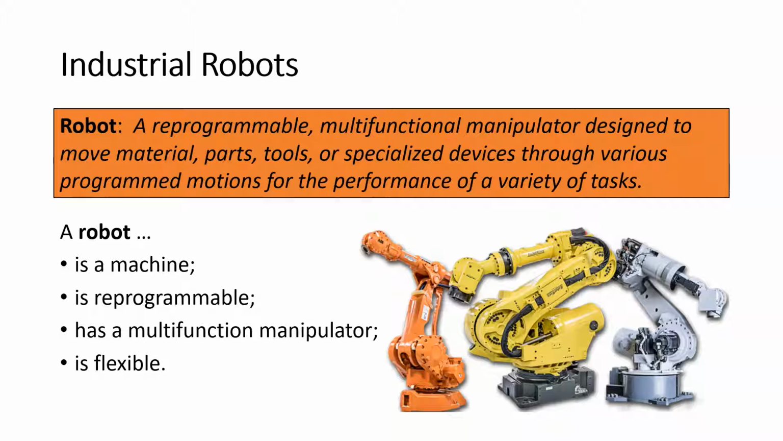All right, a lot of times this is done by just changing the end effector on the end of the robot, and then of course reprogramming it. But in that sense, a robot is truly flexible. Okay, so remember, a robot is a machine that is reprogrammable with a multifunctional manipulator, and it's flexible. It's able to do different tasks.